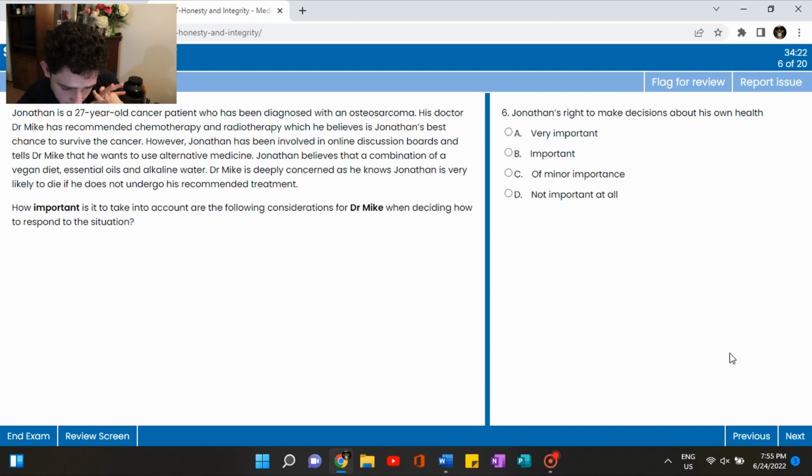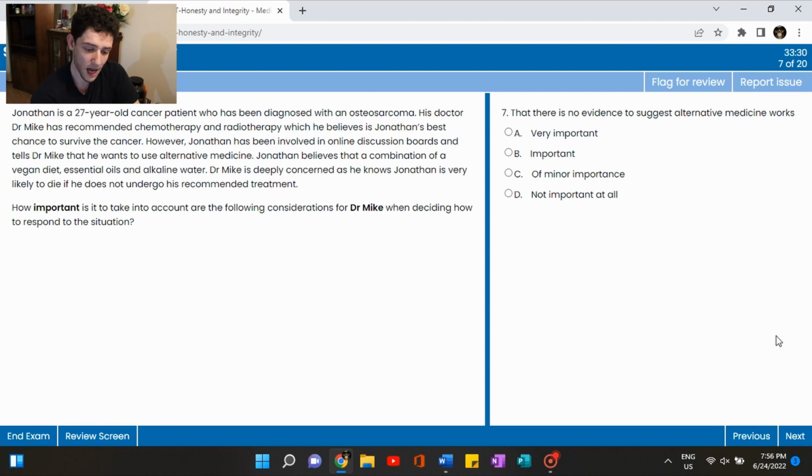Okay, so number 6, Jonathan's right to make decisions about his own health. So I'm going to go off on a bit of a tangent here, but in university medical school teaching, one of the key things they teach you is the pillars of medical ethics, and one of these pillars is the patient's right to autonomy. If the patient is able to make their own decisions and has correct decision-making capacity and is completely competent, then it's within their right to actually withhold life-sustaining treatment and just walk away. So, yeah, that's a very important consideration.